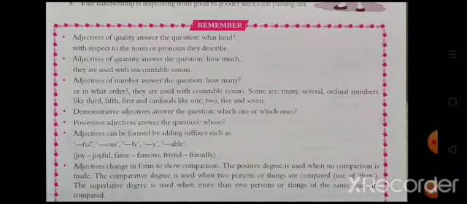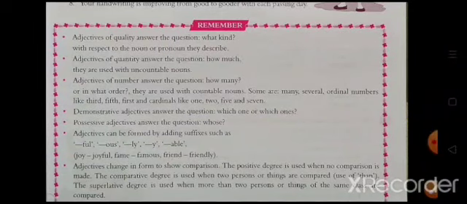Some are many, several, ordinal numbers like third, fifth, first, and cardinal numbers like 1, 2, 5 and 7. Demonstrative adjectives answer the question which one or which ones. Possessive adjectives answer the question whose. Adjectives can be formed by adding suffixes such as full, ous, ly, able: joy to joyful, fame to famous, friend to friendly. Adjectives change in form to show comparison.